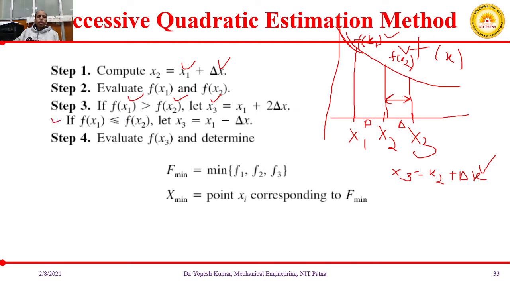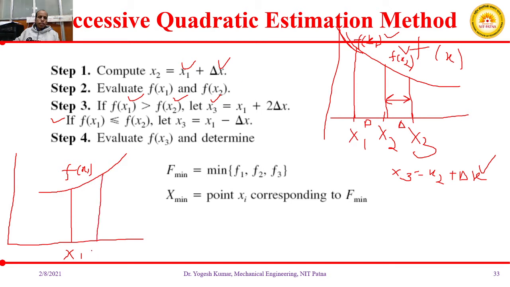Let us take another case. In another case, fx1 is less than or equal to fx2. So the slope of the curve is reversed in this case. Let us say in this case the curve is like this, and you have some value of x1, the corresponding value of the function is fx1. And your x2 you have calculated using x1 plus delta x. This is your x2, and the corresponding value is fx2.